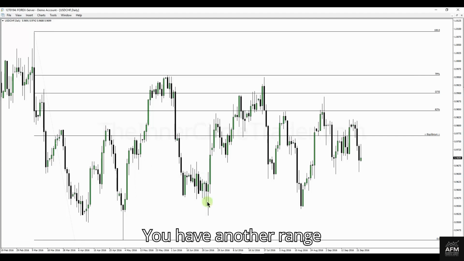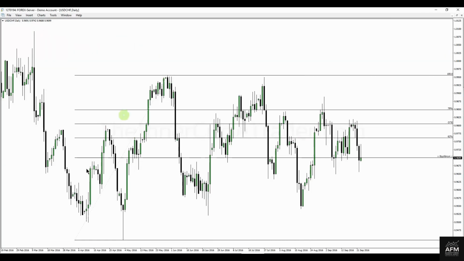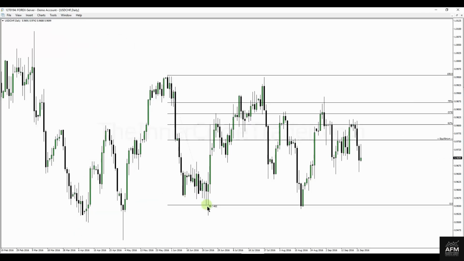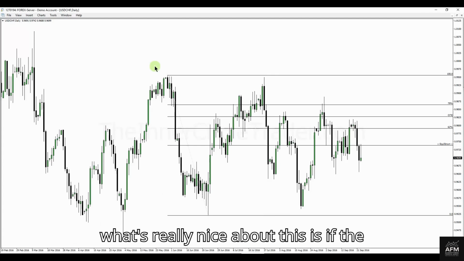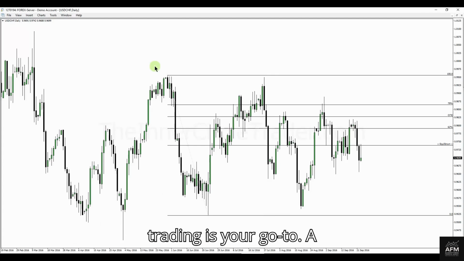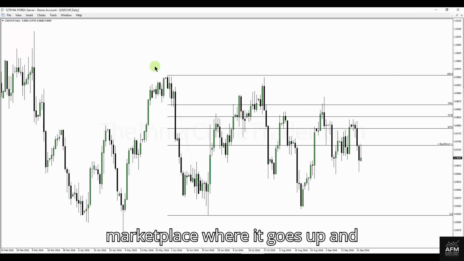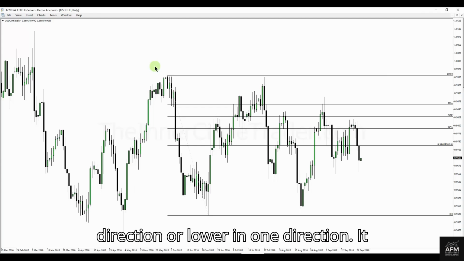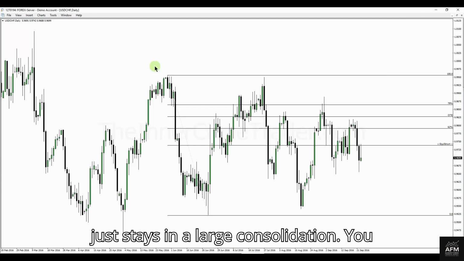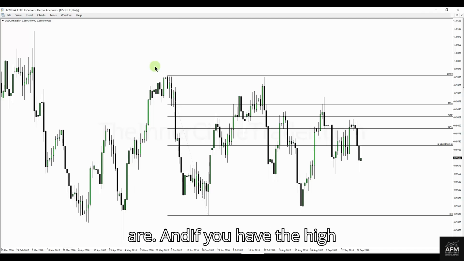You have another range that you can use, this high to this low, okay. Now what's really nice about this is if the market's in a consolidation, this type of trading is your go-to. A long protracted state in the marketplace where it goes up and down, no real movement higher in one direction or lower in one direction, it just stays in a large consolidation. You want to be trading turtle soups or understanding where premium and discount are.